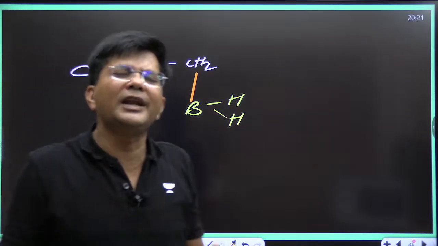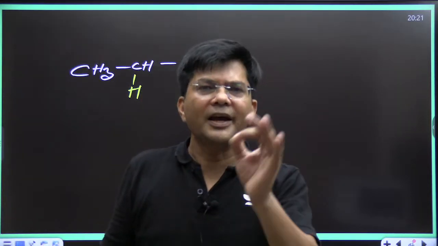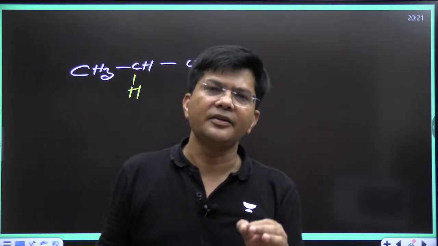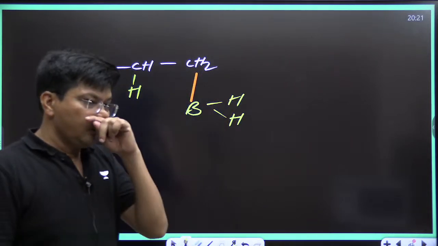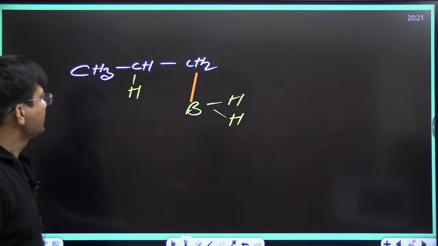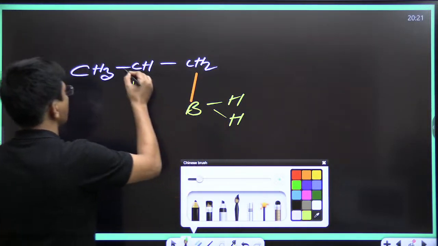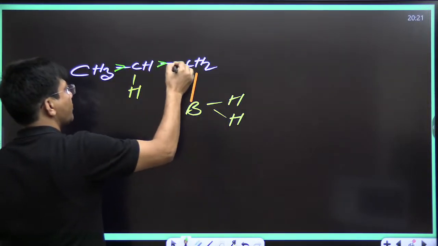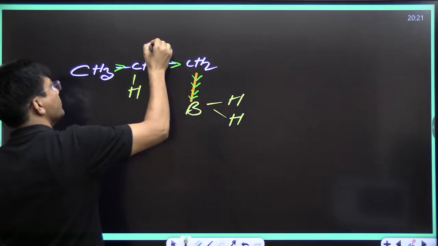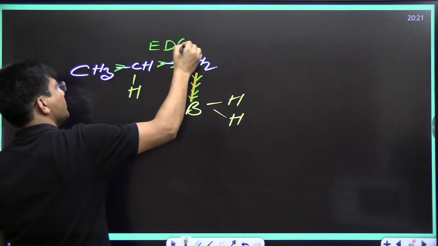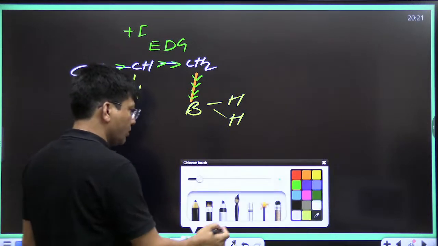Now boron is feeling really very happy. Now see why boron is feeling happy, my dear friends. What's the reason? This alkyl group is electron donating, it is an electron donor, and boron was in need of electrons. So my dear friends, because of the electron donating group, the plus I effect, boron is very happy.